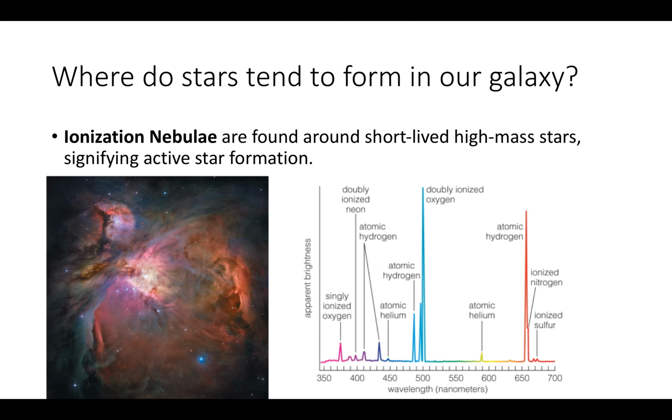All right, so where do our stars tend to form in our galaxy? A lot of times in a region called ionization nebulae. So the star-gas-star cycle has operated continuously since our galaxy was born, yet new stars are not spread evenly across the galaxy.